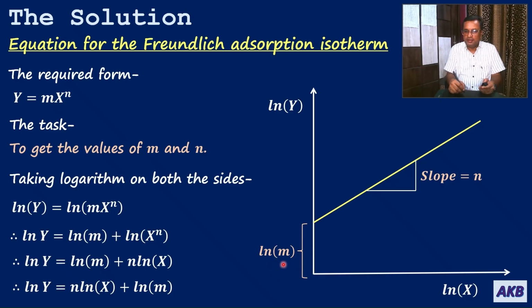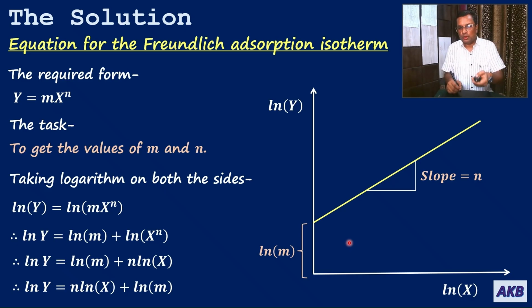So in this way you can get values of m and n, and that will complete the first task. We will be getting an equation of this form: capital Y is equal to m into capital X raised to n. So I hope the concept is clear to you. We have put the required form of equation into a straight line equation, which we will be plotting. The plot will be in terms of the quantities that are given to us.